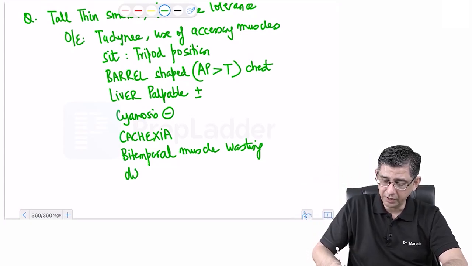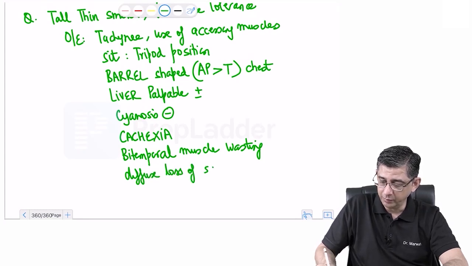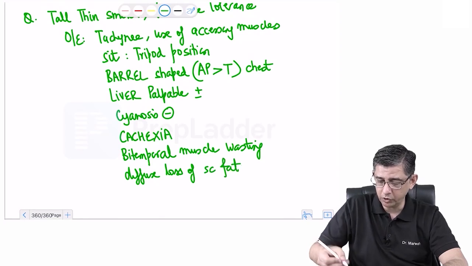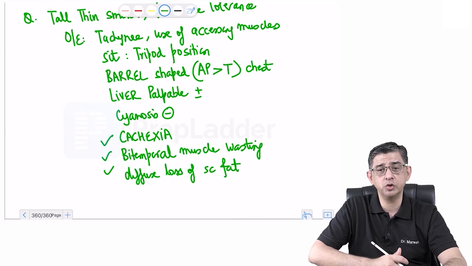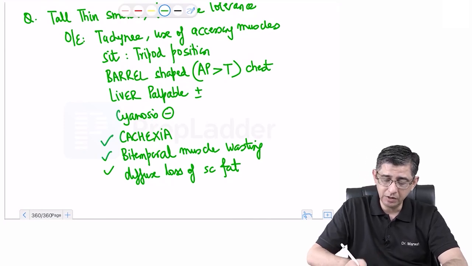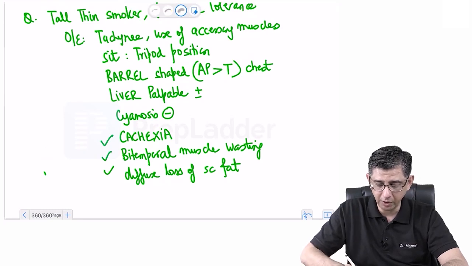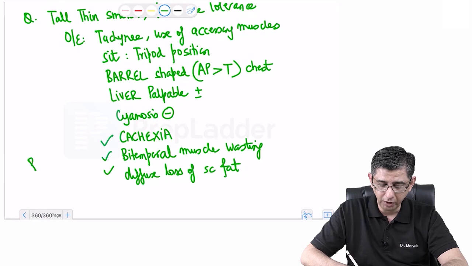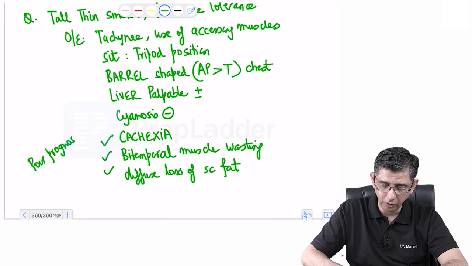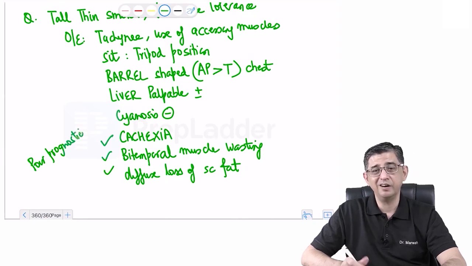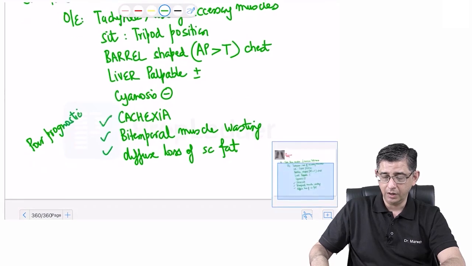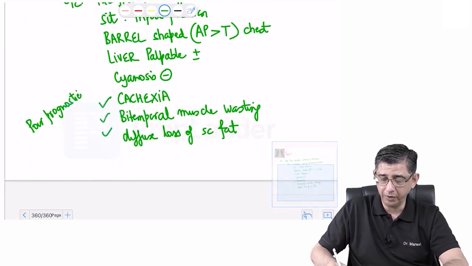Or he might just say diffuse loss of subcutaneous fat. I mean, it's on the examiner, whichever of the three terms he wants to use, but these three indicate poor prognosis in these patients. Overall, I would say, clinically speaking, what is a poor prognostic indicator? You will notice that there is an overall loss of subcutaneous fat in the body of these patients. Now let's look at the workup that would be done.